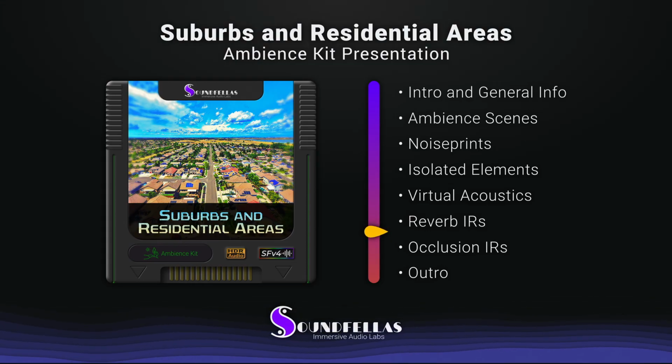The examples are made using a character moving in space. First, let's hear the dry sample. Here's the same sample using the neighborhood street impulse response. Now let's use the marina impulse response. As a final example, let's use the church square impulse response.